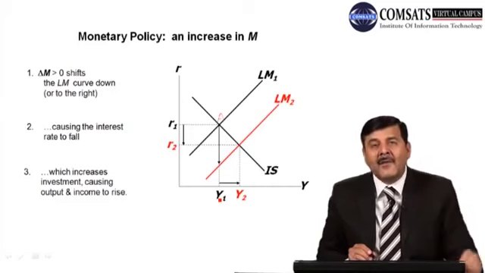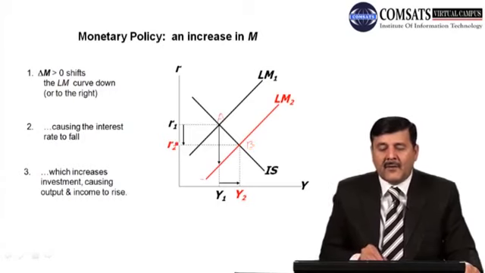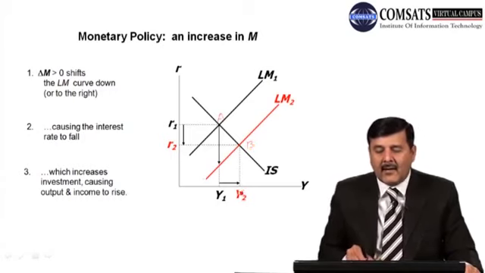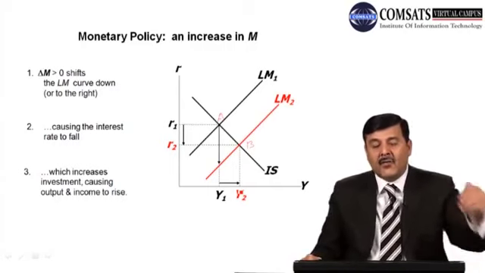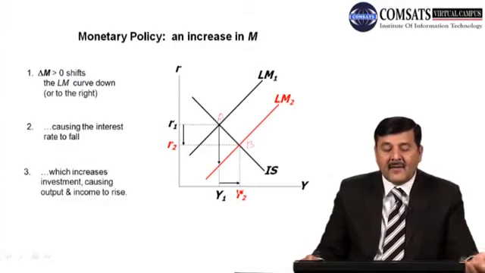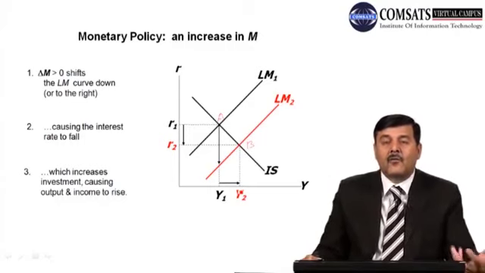This new LM curve is intersecting the existing IS curve at point B, and the new rate of interest is R2 and income is Y2. So the interest rate falls, which increases investment, causing income and output to rise in the country and the economy.